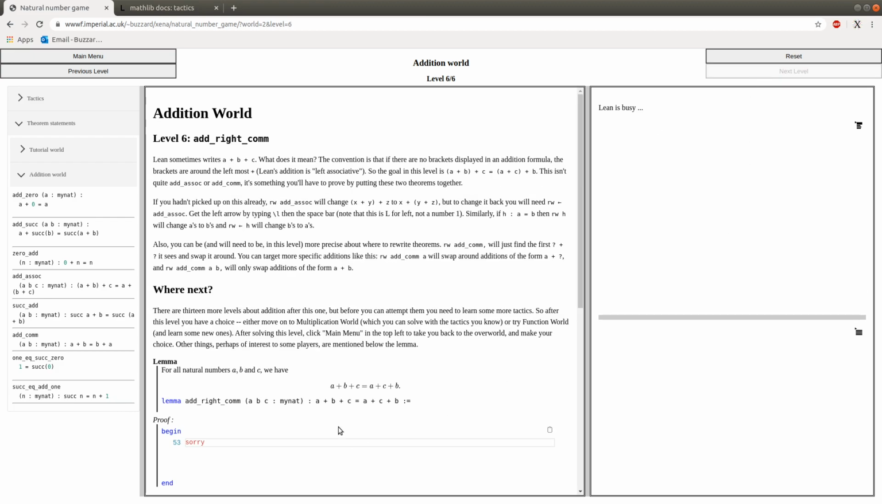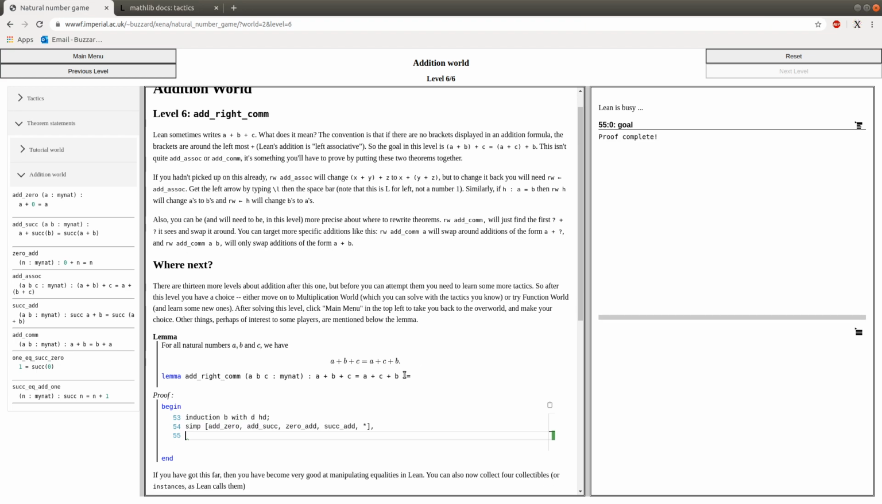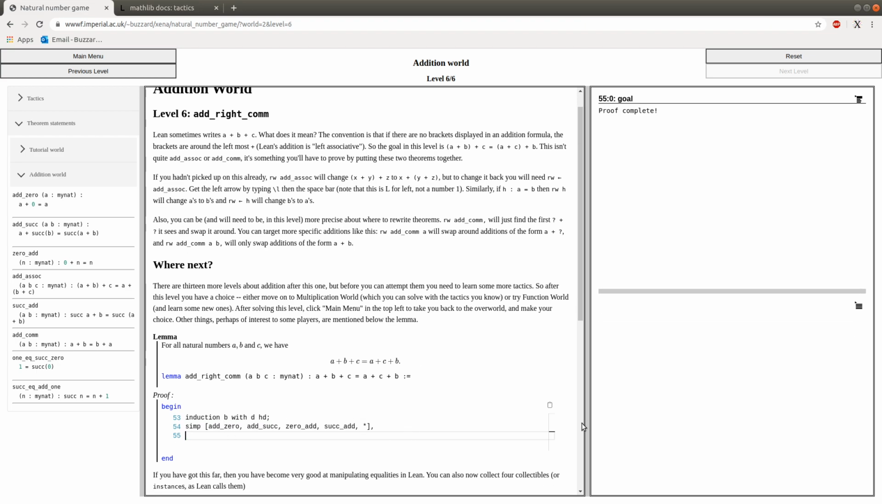And now this one, I just want to paste there. Let's try this. And come on, Lean. Yeah, there you go. So you see, the simplifier is sufficiently smart that if I do induction and then I use the simplifier with every single thing we've proved so far, then it manages to prove it.